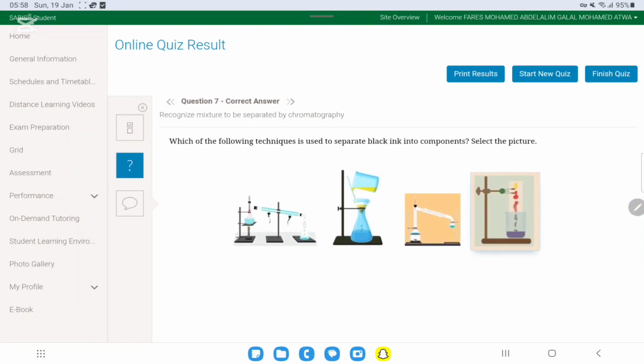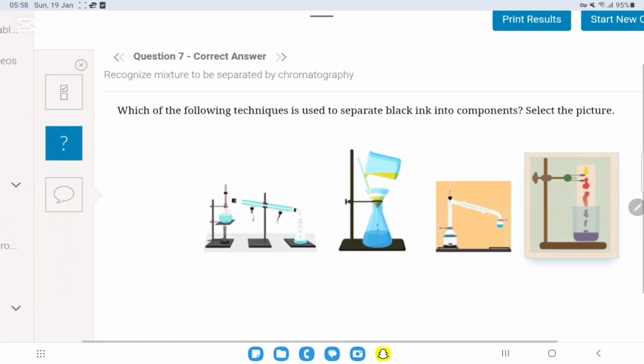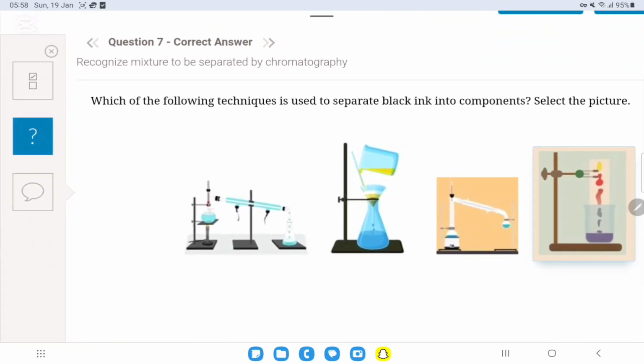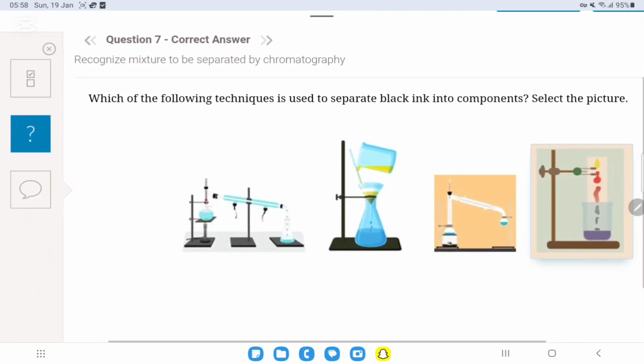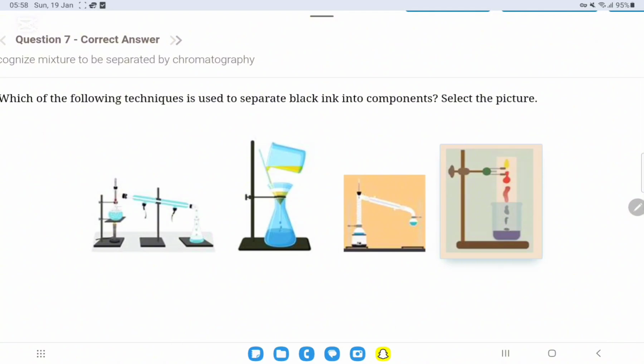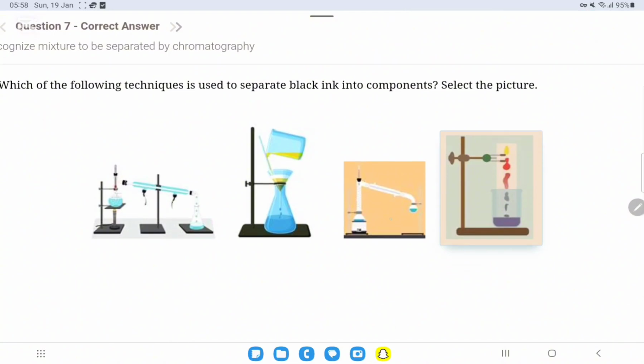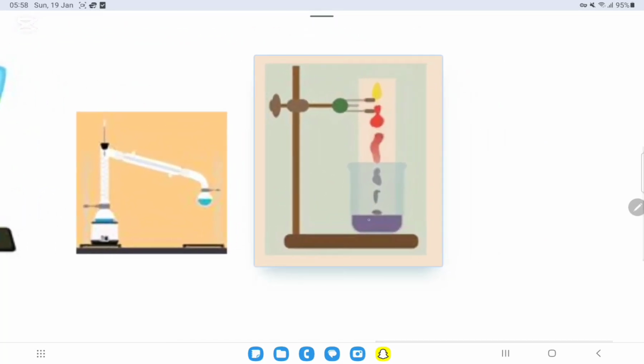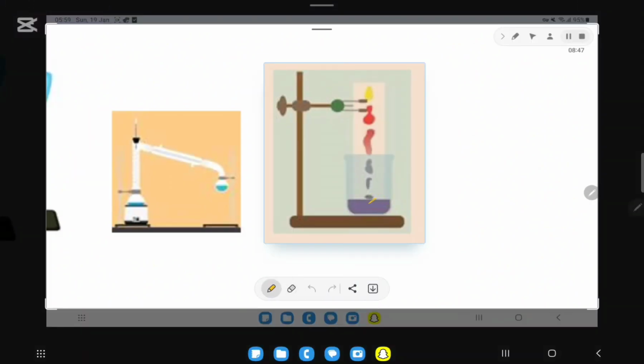Which of the following techniques is used to separate black ink into components? To separate black ink into components, we don't use distillation like the first picture, or filtration, or fractional distillation. We use paper chromatography. You see here the black ink is the little dot at the bottom, and it separates into all of its components while going up.